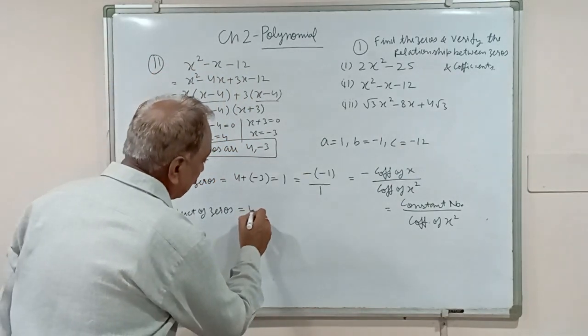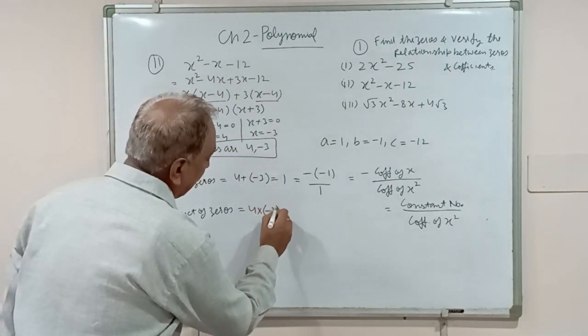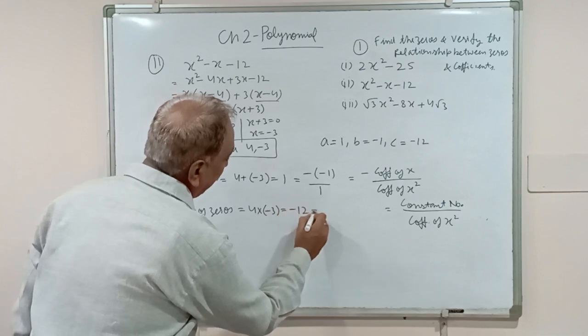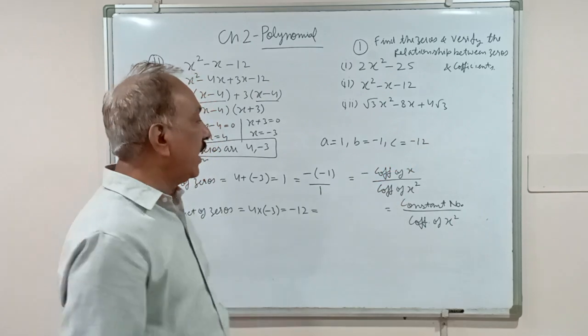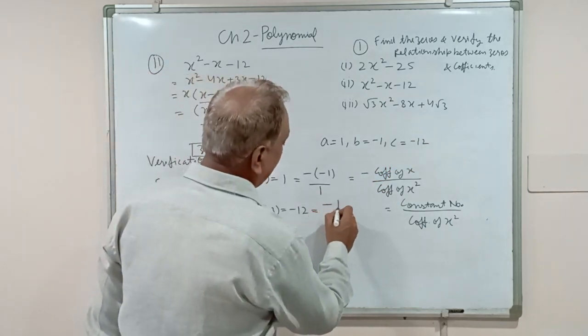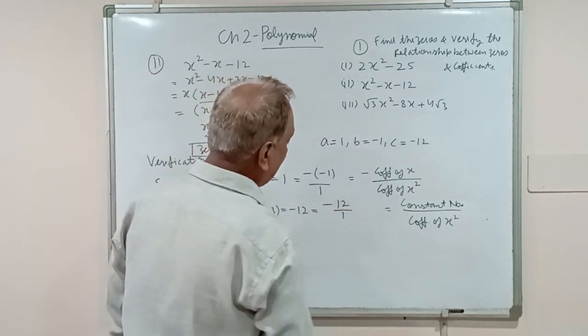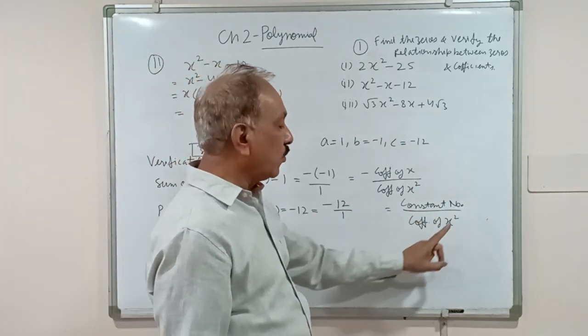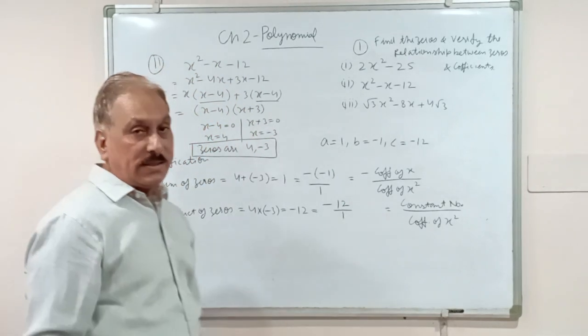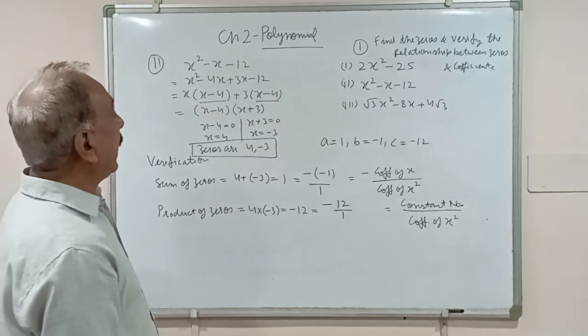Product of zeros: 4 into minus 3, this is minus 12. According to the formula c upon a, minus 12 upon a is 1, both are equal. It equals the constant number upon coefficient of x square. Next.